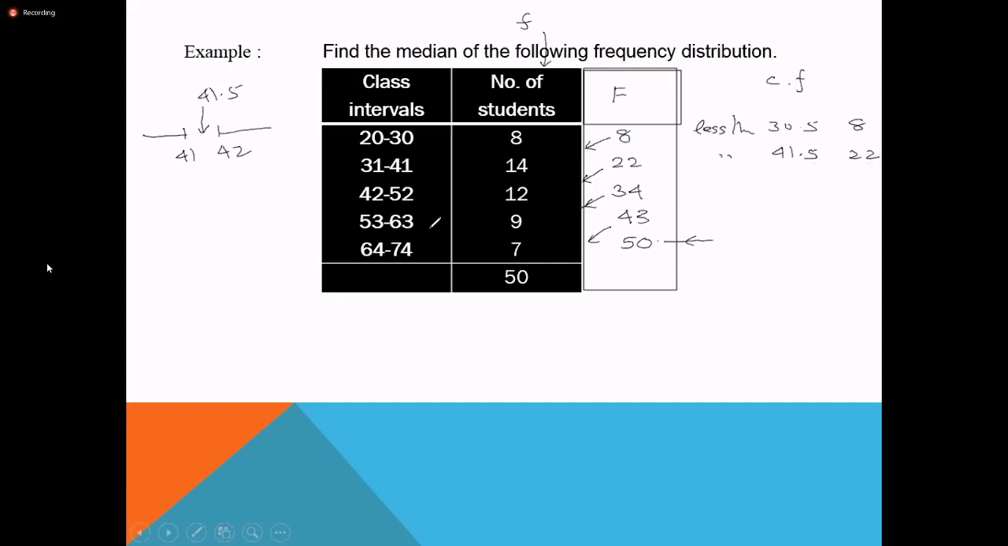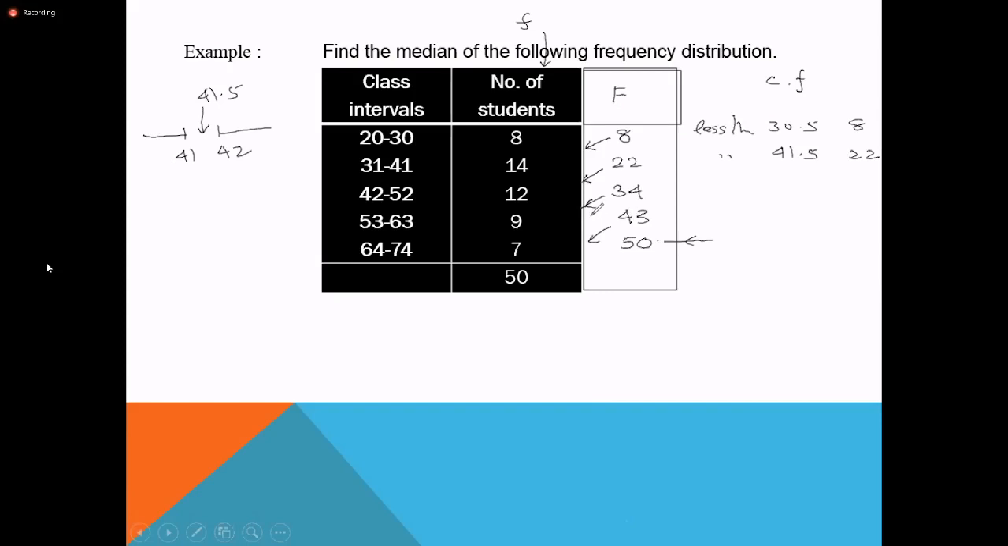You go to the class interval before the last class interval, then it is 63.5. The number of students altogether who took marks less than 63.5. ඔක්කොම 63.5 අඩුවෙන් ලකුණු ලබාගත් ඔක්කොමලා 43 දෙනෙක්. That is the practical meaning of the cumulative frequencies.